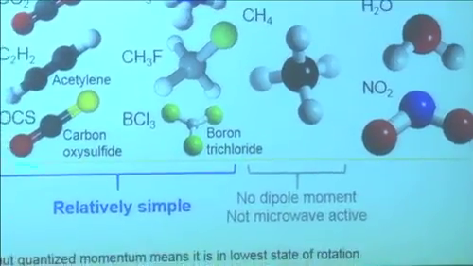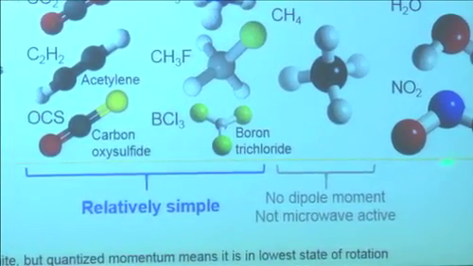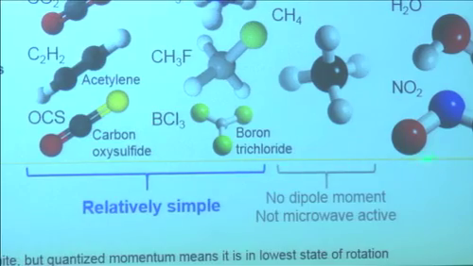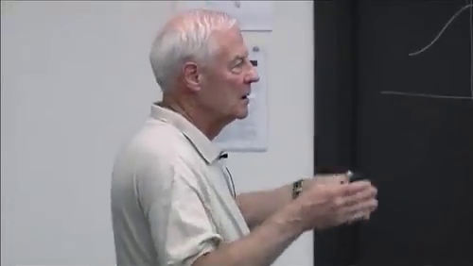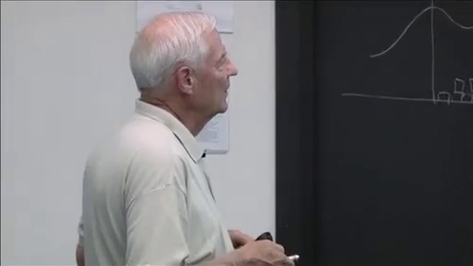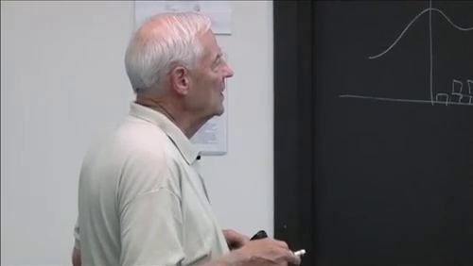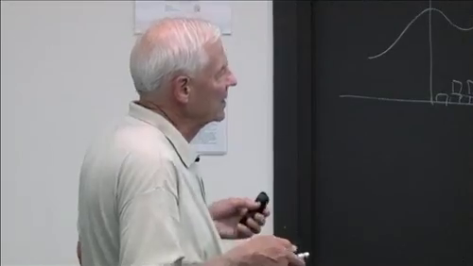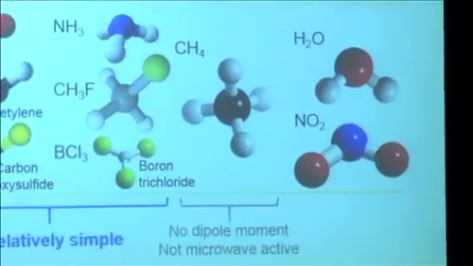It will dictate our selection rules, and therefore will dictate the spectrum. So these are pretty simple. This has no dipole moment, so it's not microwave active. So we're in the rotational spectroscopy. That's the microwave region. They're not active. We don't have to worry about that. Now these are active and prominent. Water is common, but it's another big step up in complexity. So we won't deal with that.